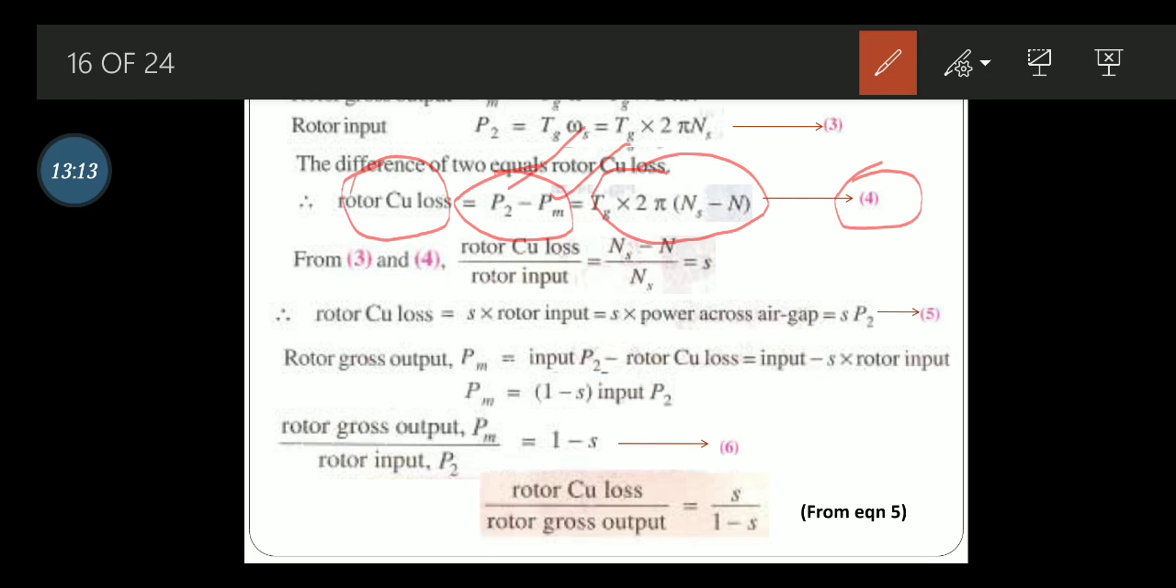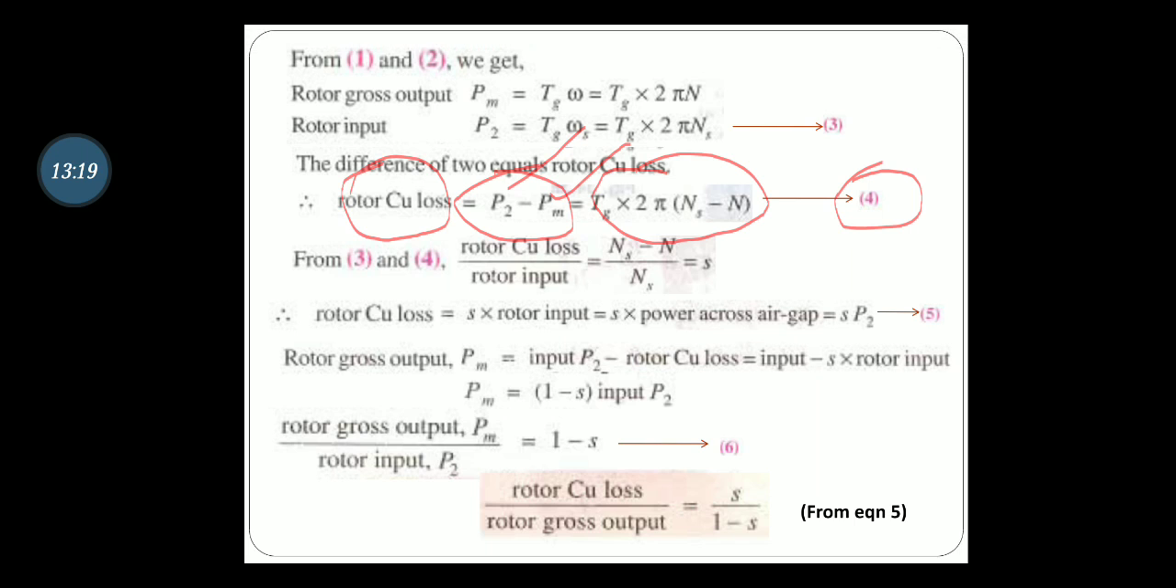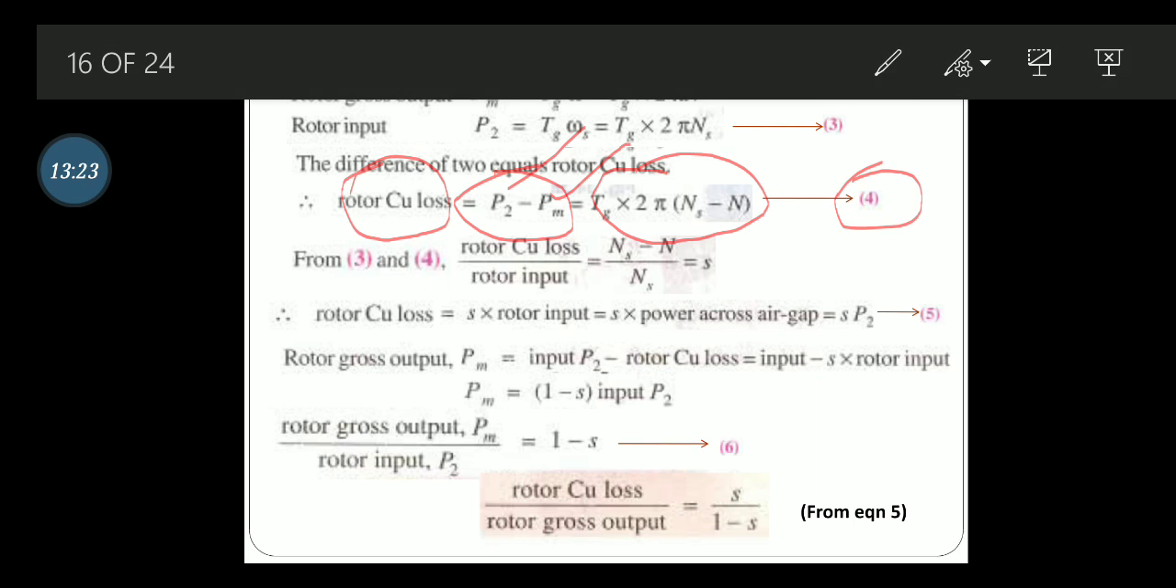Now here, from equations 3 and 4. What is equation number 3? Equation number 3 is the rotor input power, that is Tg into 2 pi ns. Then what is equation number 4? That is Tg into 2 pi into bracket ns minus n.